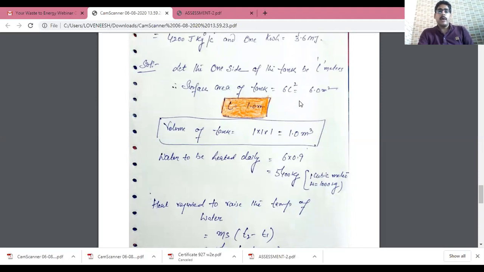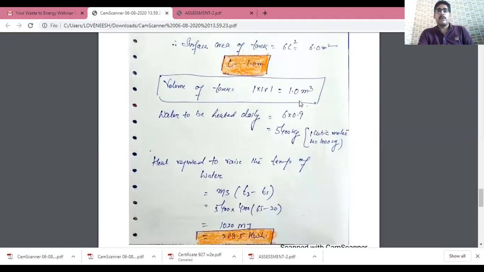Now, the heat required to raise the water from one temperature to another, here from 20 degrees centigrade to 65 degrees centigrade, the formula will be Ms into S into T2 minus T1, where Ms is the weight of the water, S is the specific heat, T2 is 65, the final temperature, and T1 is 20 degrees centigrade. When you solve this, the value becomes 1020 megajoules, and I will convert this megajoules into kWh, so the value becomes 283.5 kWh.